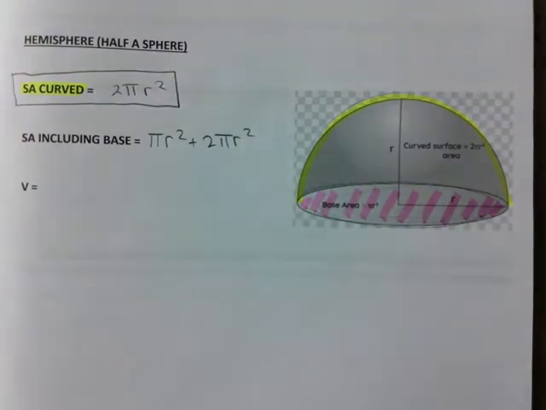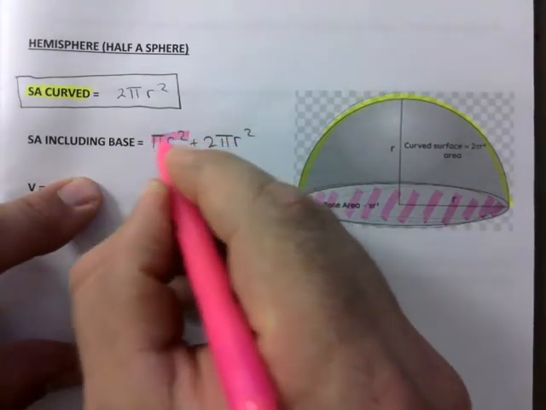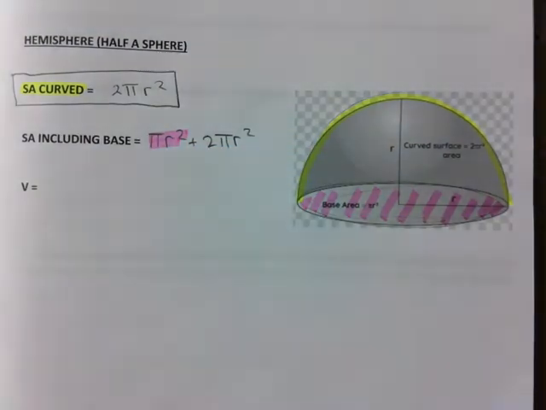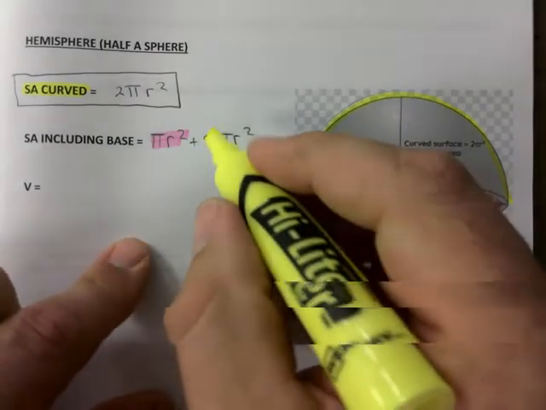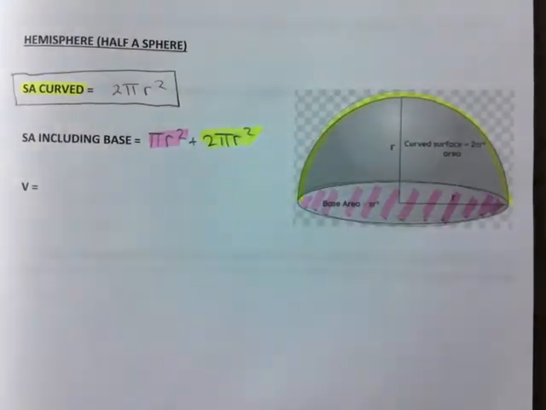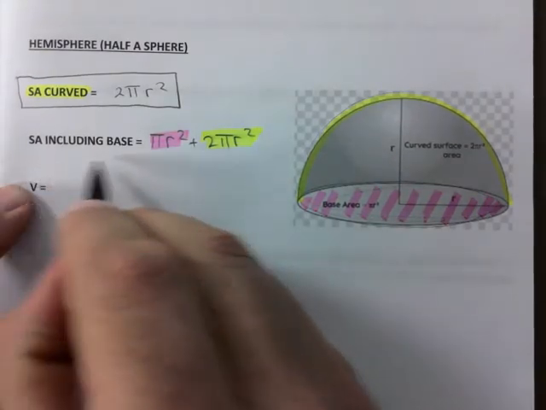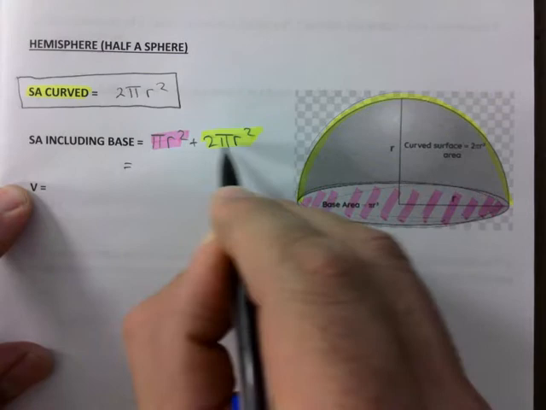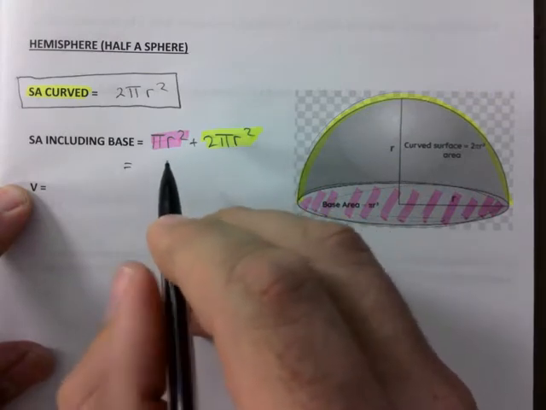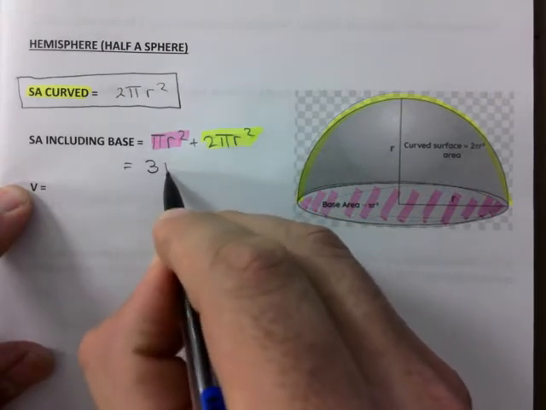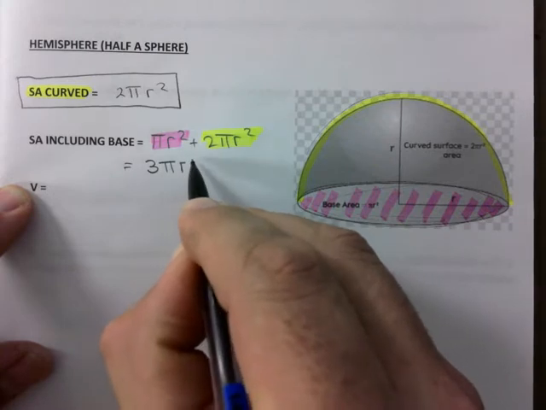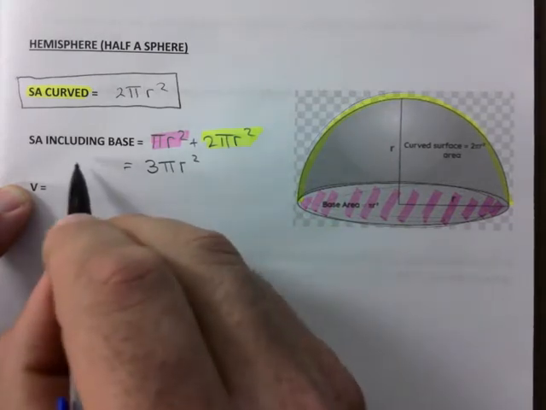And you're like, why is he doing that? Pi r squared is this. And the 2 pi r squared, you guessed it, is that outside part. So there's two pieces to it. So that basically means that it's how many pi r squared? 3, right? Tres, if you know your Spanish.